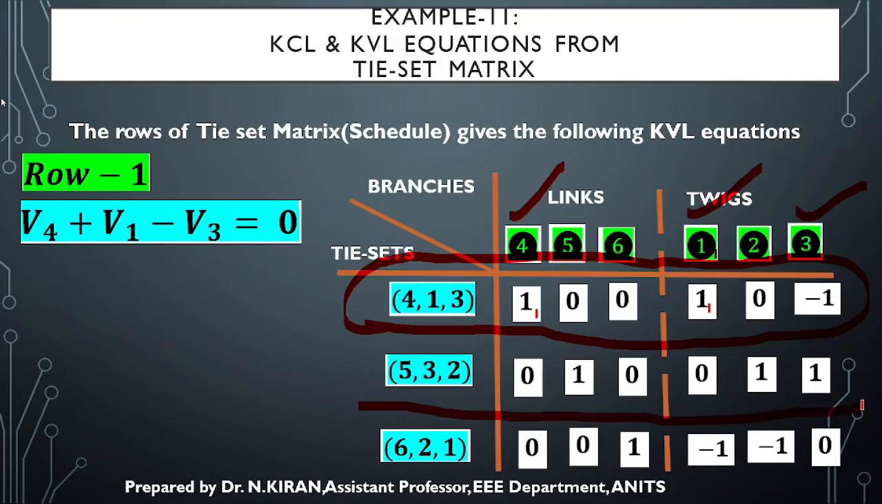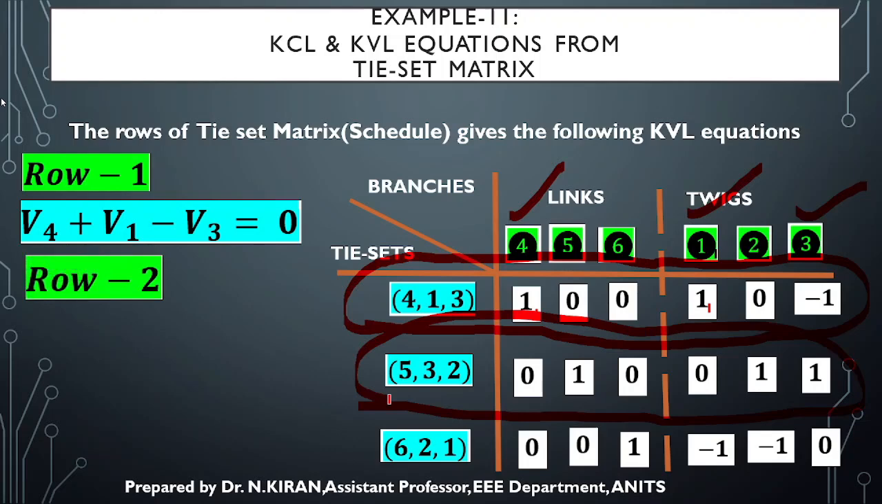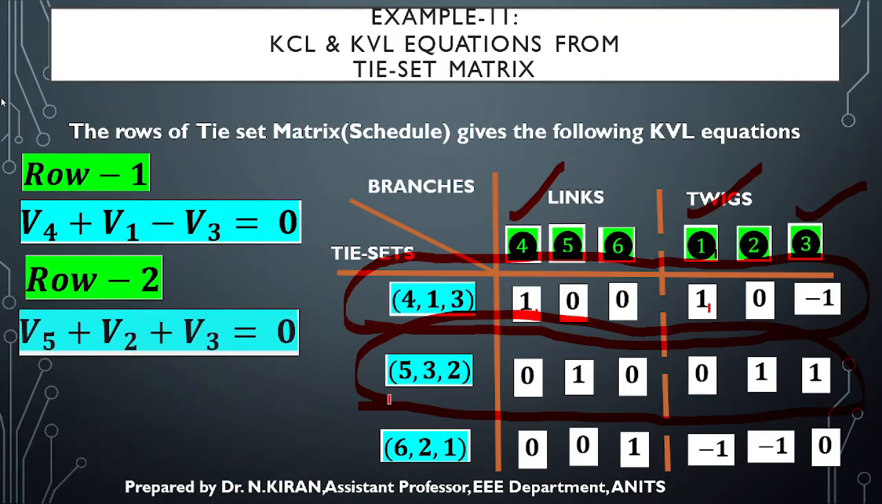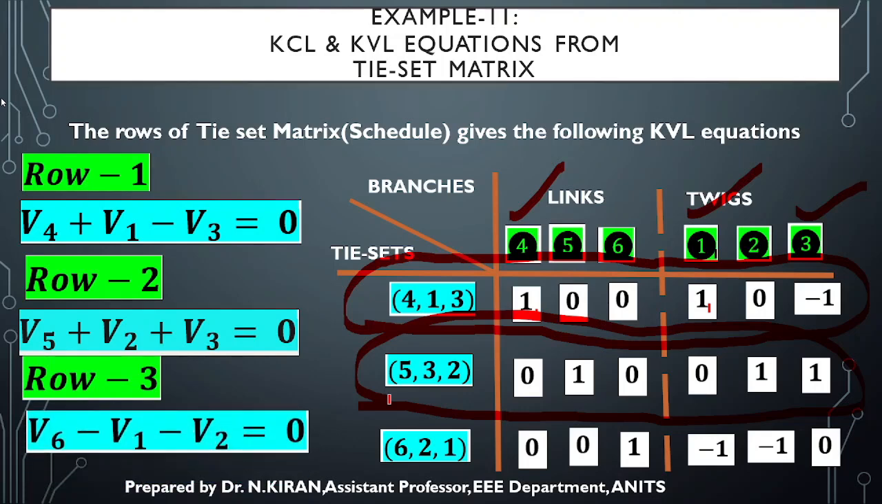If I consider the second row, the fifth link has 1, and the second and third twigs also have 1, so it is V5 plus V2 plus V3 is equal to 0. Last row, if I consider, minus 1 is near 1 and 2, plus 1 is near 6, so the equation will be V6 minus V1 minus V2 is equal to 0. This is how I can get the KVL equation from the tie set matrix.